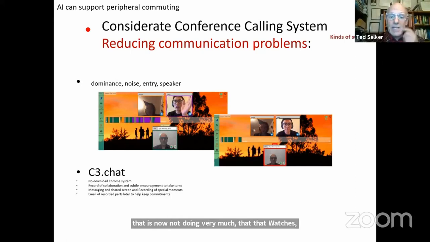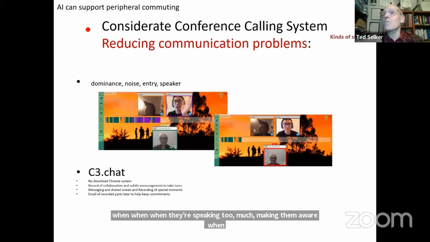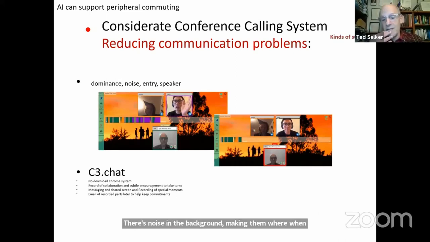And what we did is we have a little AI that's going along and noticing if one person's speaking a lot and giving some of that feedback we talked about on the last slide: when they're speaking too much, making them aware when there's noise in the background, making them aware when they aren't contributing in a way that'll help them take charge.